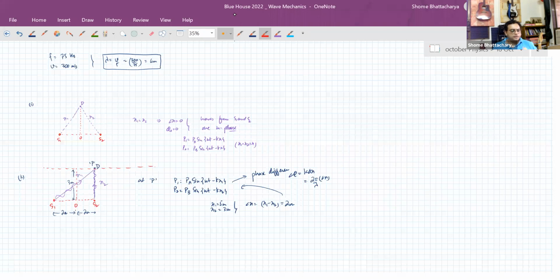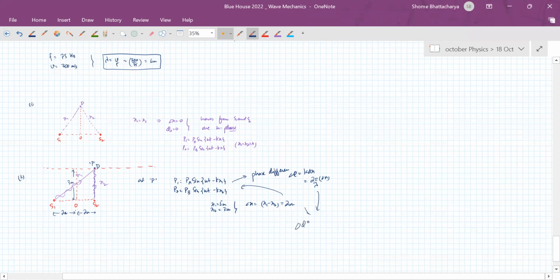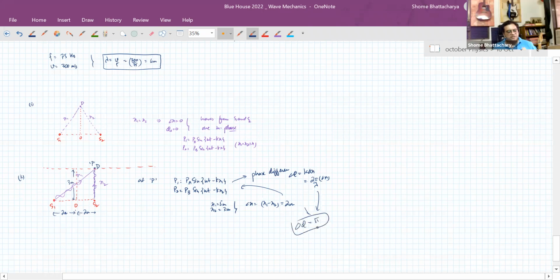Okay, so has anybody calculated the phase difference now from this? You got this? So you can see the phase difference at that point is becoming pi. So delta phi is becoming pi. So there is destructive interference happening.